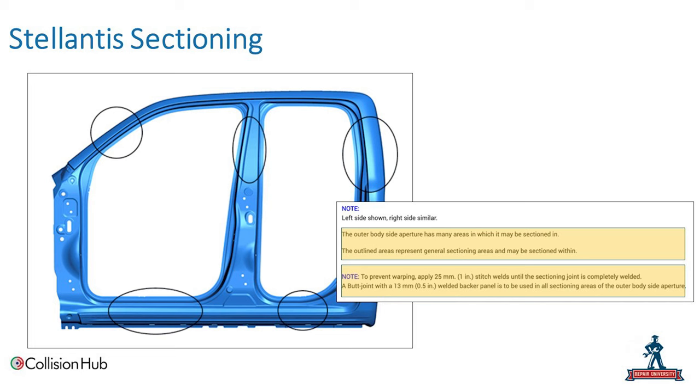To prevent warping, a 25 millimeter stitch weld, that makes perfect sense. A butt joint with a 13 millimeter or half inch backer. So unlike GM, which is now requiring that modified overlap, Stellantis here is calling for the traditional backing plate, butt joint with backing on it. So again, this applies to a lot of vehicles.